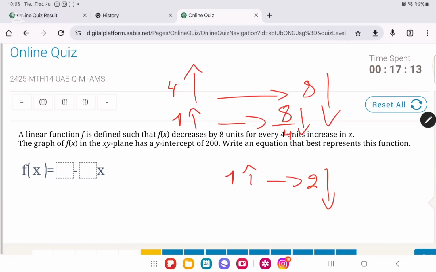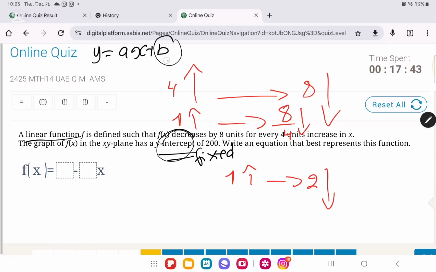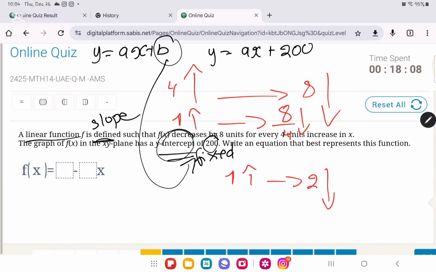All right? They told us the graph of f(x) in the xy plane has a y-intercept. The y-intercept being our fixed point, or in other terms, if we are doing y is equal to ax plus b, the basic linear function, because they told us it is a linear function. We have b, which is fixed, which is going to be 200 in this case. So we already have y is equal to ax plus 200. Then they told us that this linear function f is defined, okay? What does define mean? Define means its slope or gradient, okay?